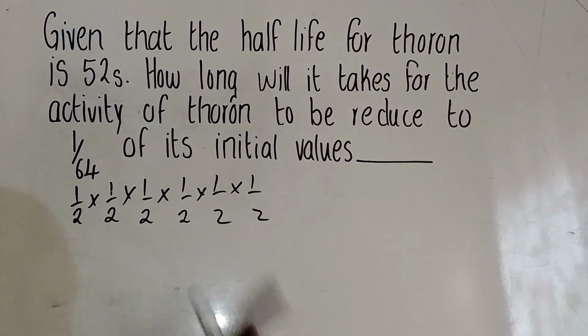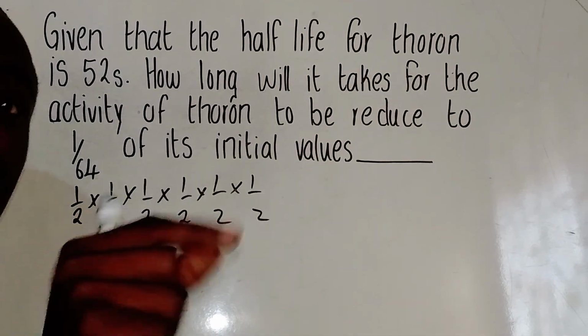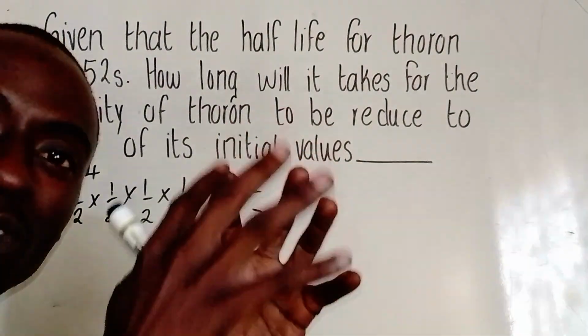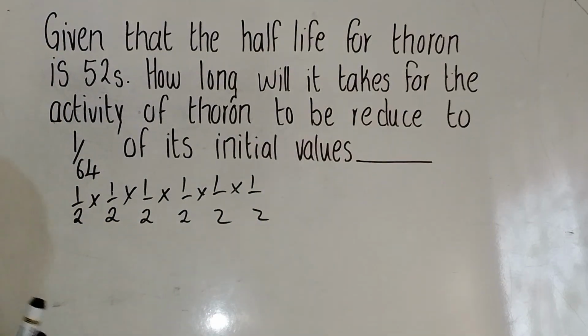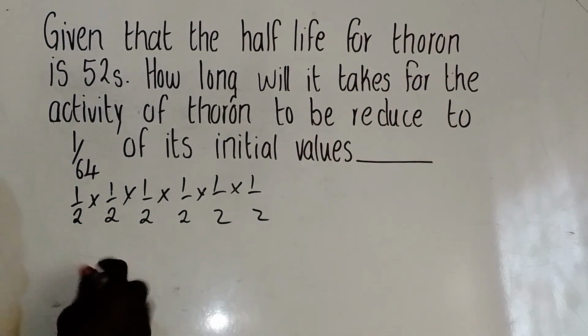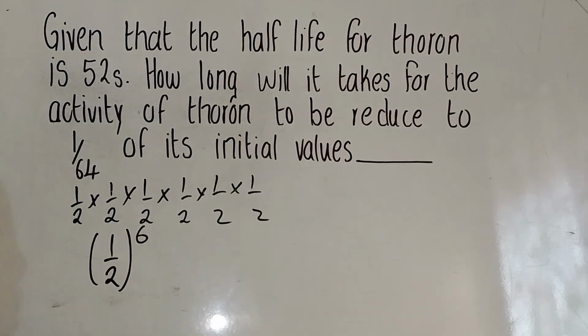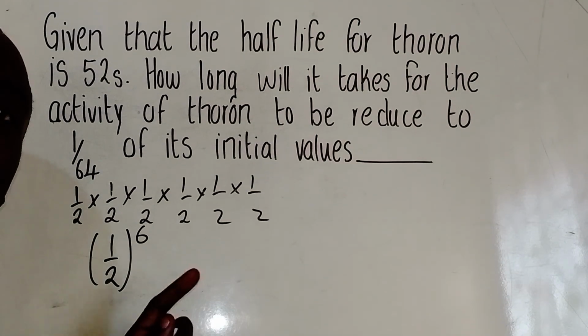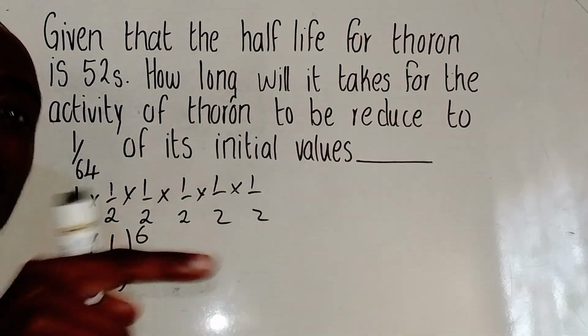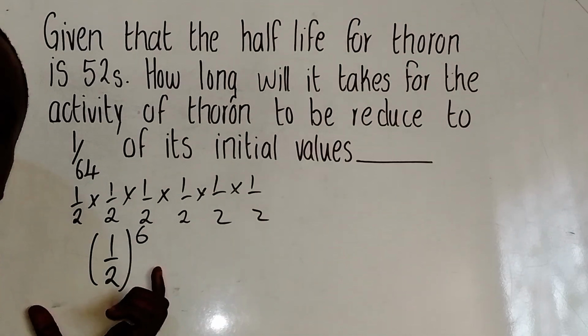Now remember that when you talk about half-life, it is the time taken for the half of the sample. So meaning that these are the halves. In simple terms, this is also represented like this, 1 over 2 to the power 6. Okay, now this 6 is the number of half-lives that were formed together. This we call a fraction.